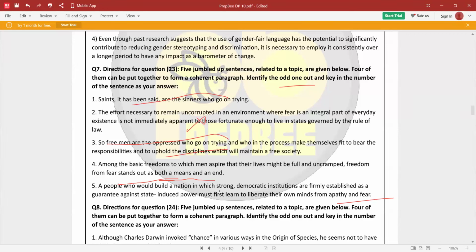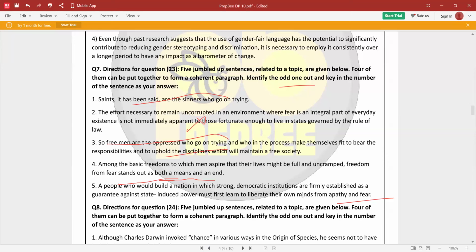People who build a nation in which strong democratic institutions are firmly established as a guarantee against state induced power must learn to liberate their minds from apathy and fear. You need to liberate your mind from apathy. You need to liberate your mind from fear. Among the basic freedoms to which men aspire is freedom from fear. So the nation also should be in that one.